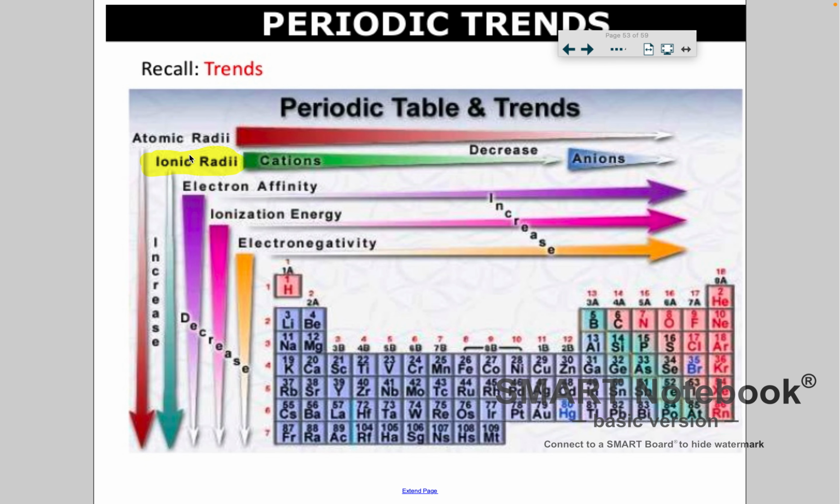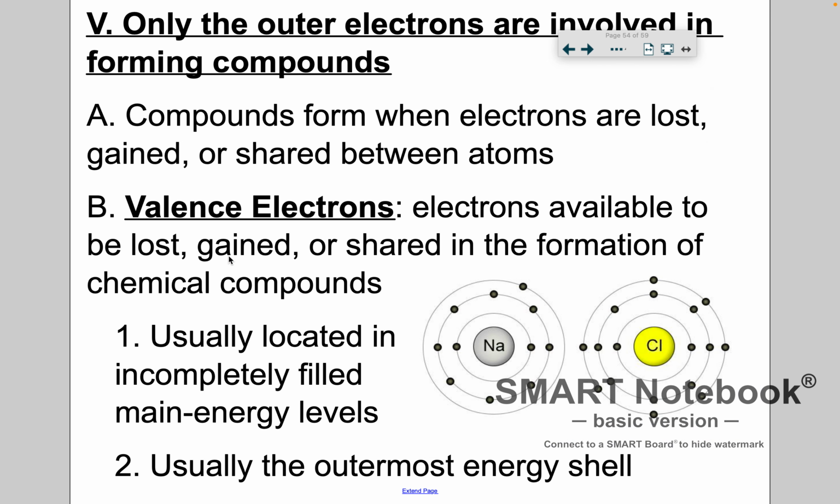So there's my atomic radii. Okay, I highlighted it to show that as you move across, it decreases, and then as you go down, it increases. So far we've talked about ionization energy, electron affinity, atomic radii, ionic radii, and so we still have to talk about electronegativity, which we'll get there.